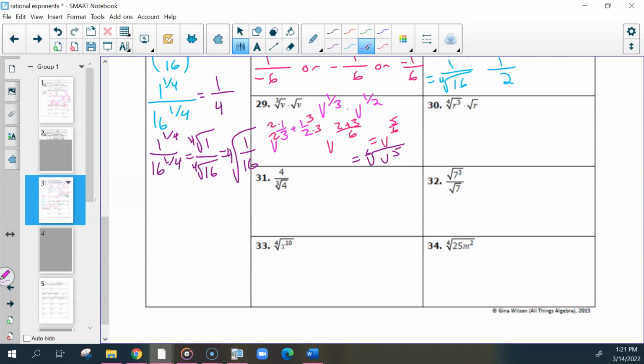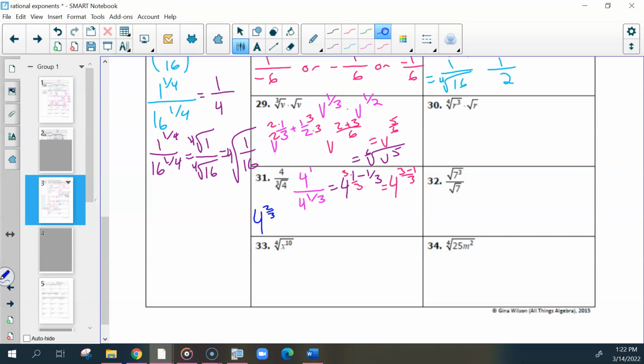So if we rewrite this, this would be 4 to the 1st power, if we're being technical, over 4 to the 1/3. So we are dividing like bases, so we subtract. This would be the equivalent of 4 to the 1st minus 1/3. These do not have the same denominator, so we would need to change that. So this would be the equivalent of 4 to the 3 minus 1 over 3. And then that would be 4 to the 2/3.